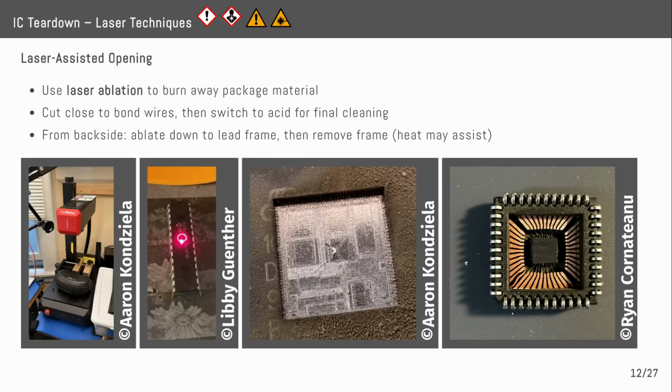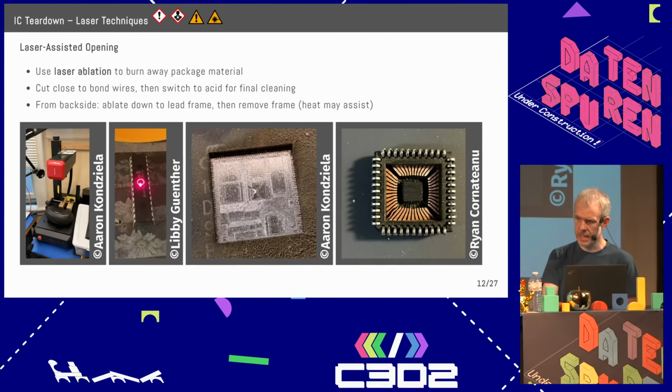If you want to observe the backside of the die, it's a totally different thing. This is what you can see on the right, because you can go down to the lead frame, all with the laser, and then you pop off the middle part, the lead frame, and you directly see the bottom side of the die. And this can be used for laser attacks in fault injection.